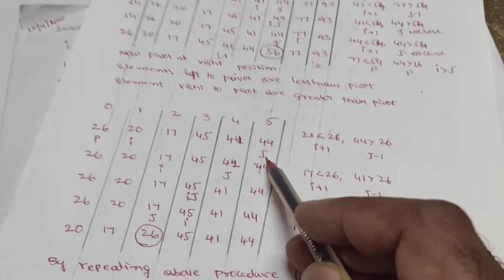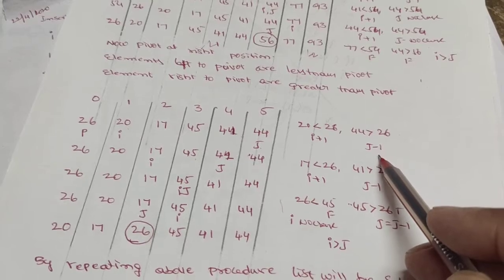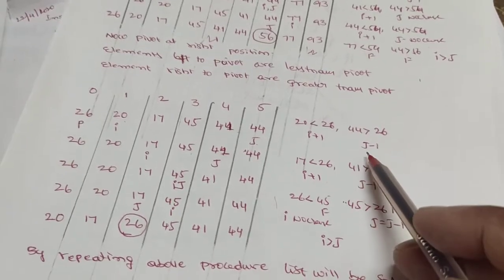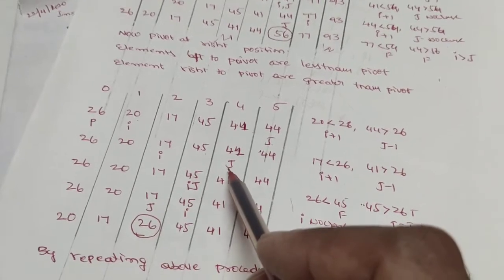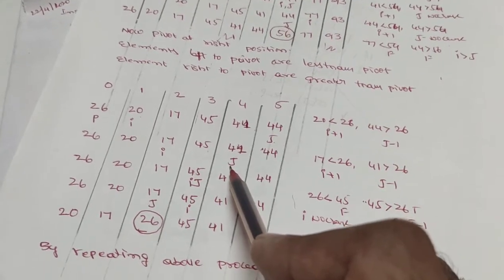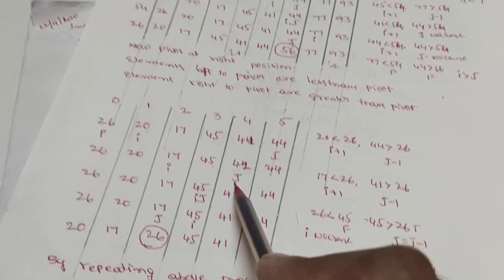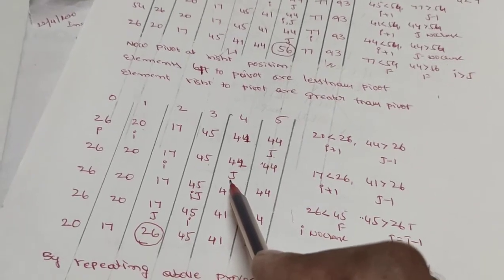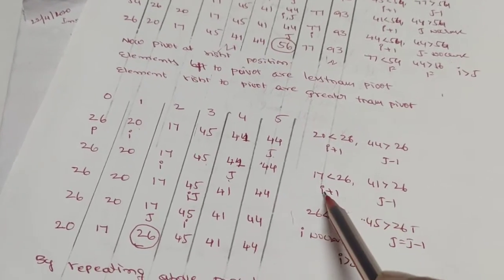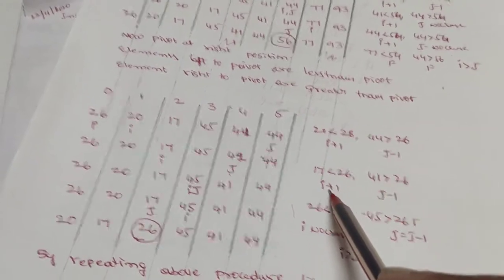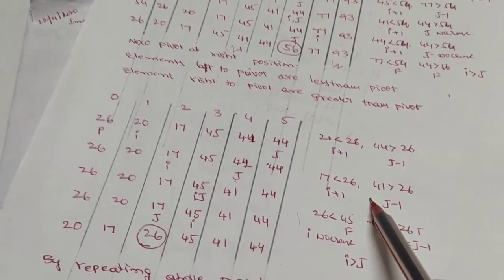Suppose I follow the same procedure: 20 is less than 26 and 44 is greater than 26, then i plus 1 and j minus 1. Now i moves to the 17 position and j moves to the 41 position. That means i moves to the second index of the array and j moves to the fourth index of the array by decreasing 1. Again 26 is greater than 17, and 41 is greater than 26.